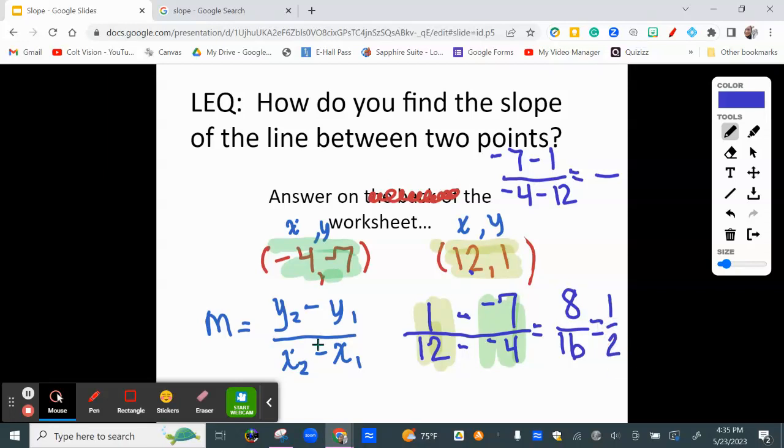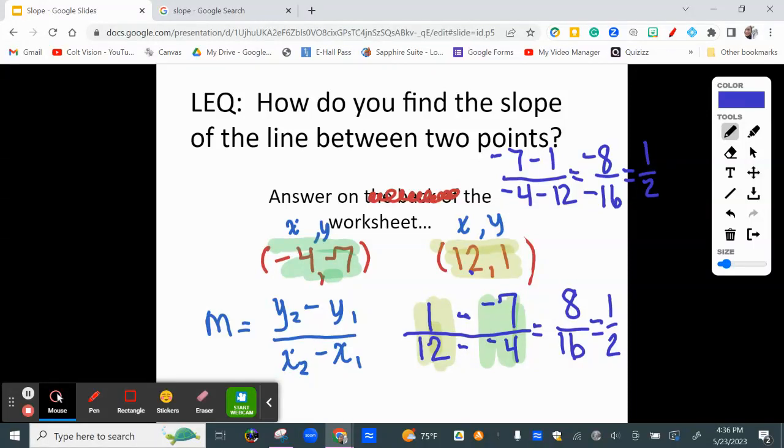If I'm doing the other way and I put the first point first, negative 7 minus 1 is really negative 8, because negative 7 plus negative 1 is negative 8. Keep, change, change. Negative 4 minus 12 is also negative 16. So negative divided by negative, or simplified, I would still get 1/2. So it doesn't matter which point comes first, but if you switch them around, like if you don't line up the points, then you're going to get the opposite. What'll end up happening is you'll get a positive when you should get a negative, and vice versa.